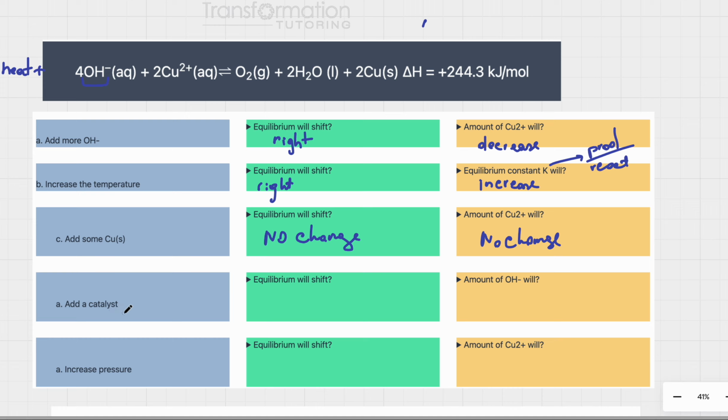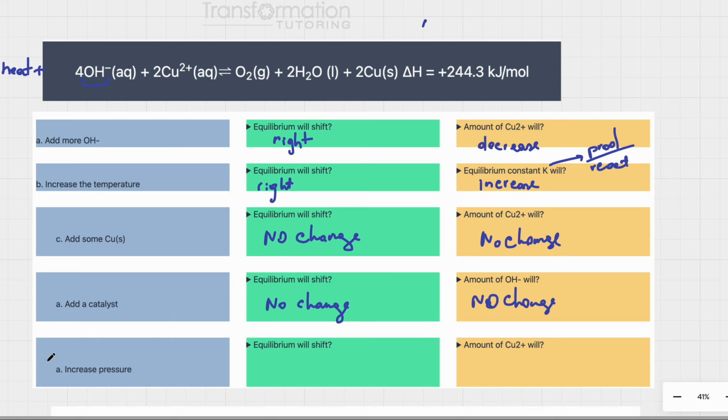Next, adding a catalyst. What happens when we add a catalyst? What's a catalyst? A catalyst is a substance that speeds up your reaction, but it does not change the equilibrium. So again, for equilibrium, we will say no change. If we add catalyst to the equation, no change in equilibrium. Since there is no change, nothing will change. OH will stay the same as well.